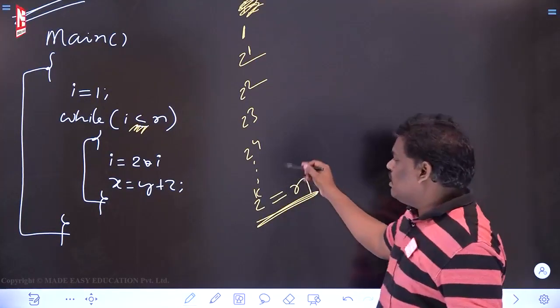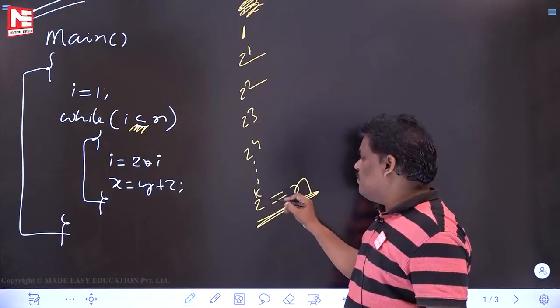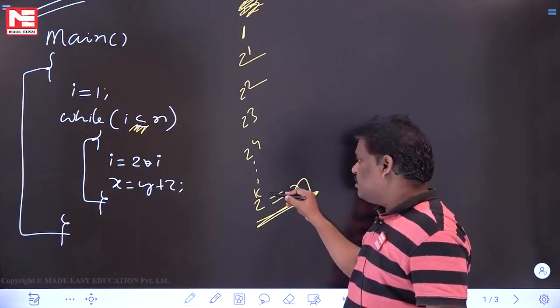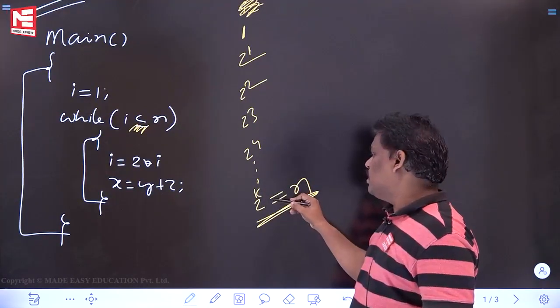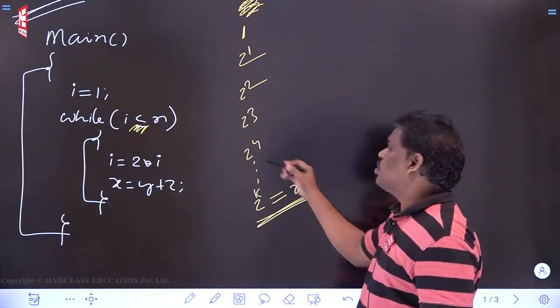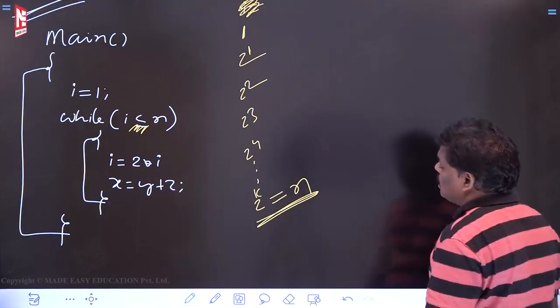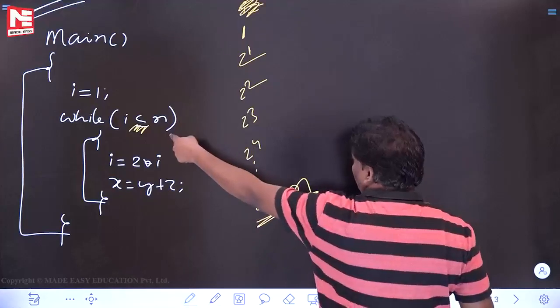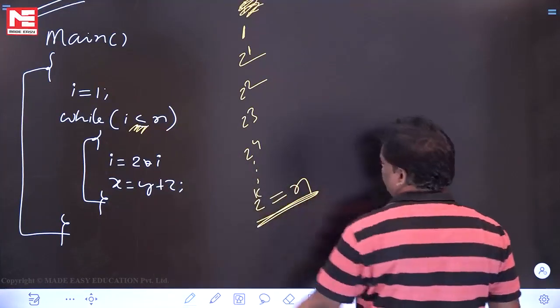This is the place where this loop is stopped. i value is incrementing, and i value becomes 2 power k. After repeating k times, it became 2 power k, which is equal to n. This is the stopping point. Some people are asking, sir, this is equal to n, why are you stopping? Since it is n less than n, I have to stop.